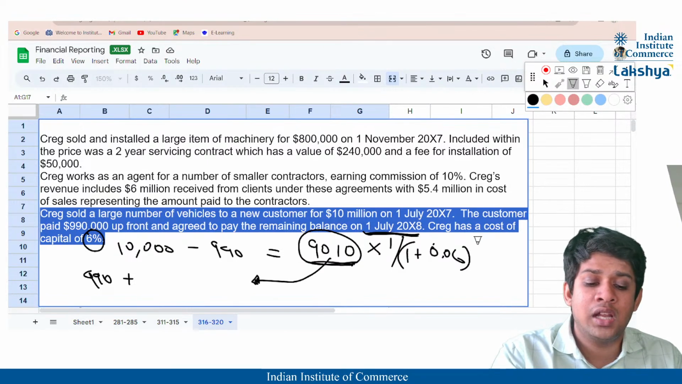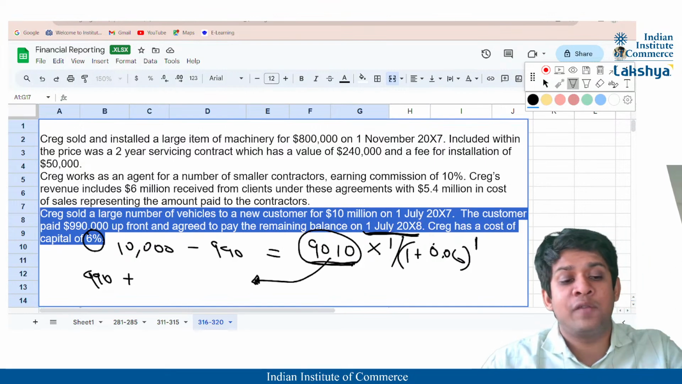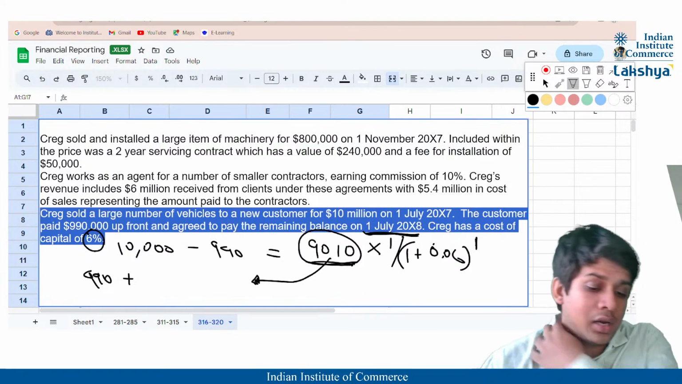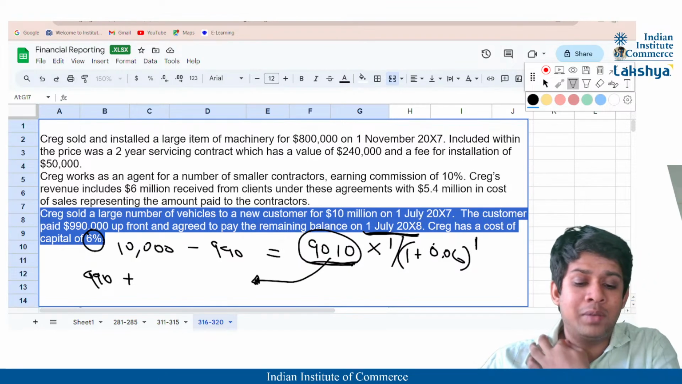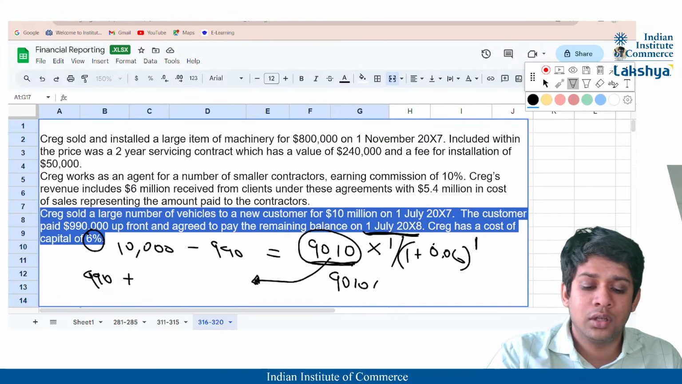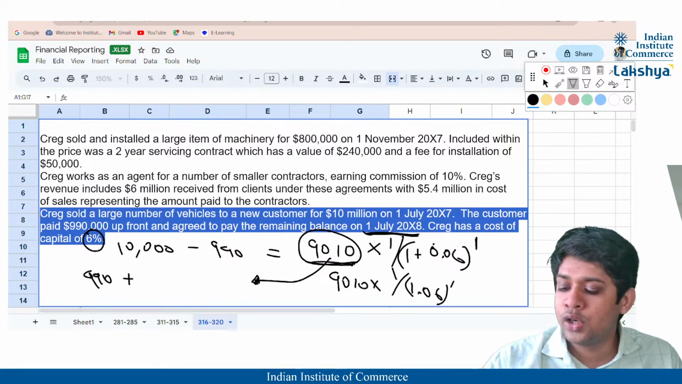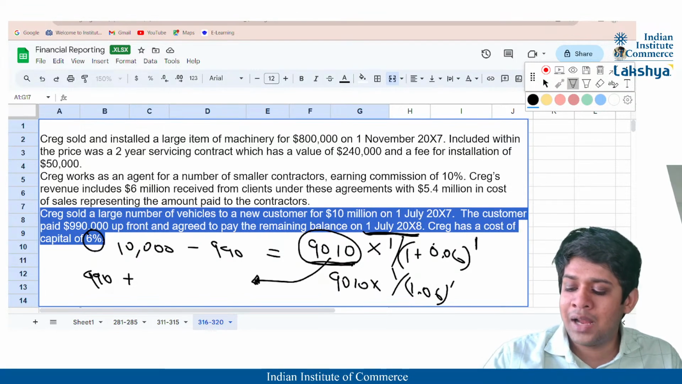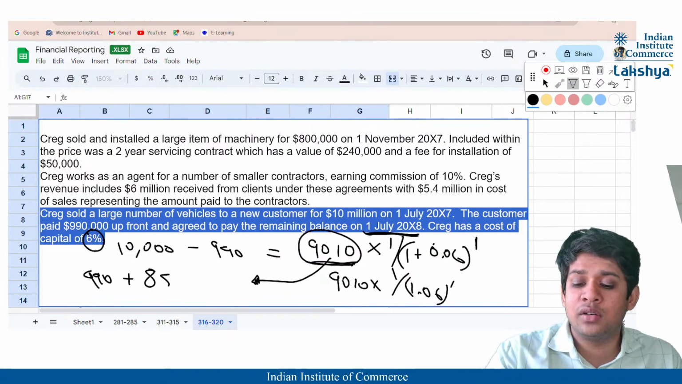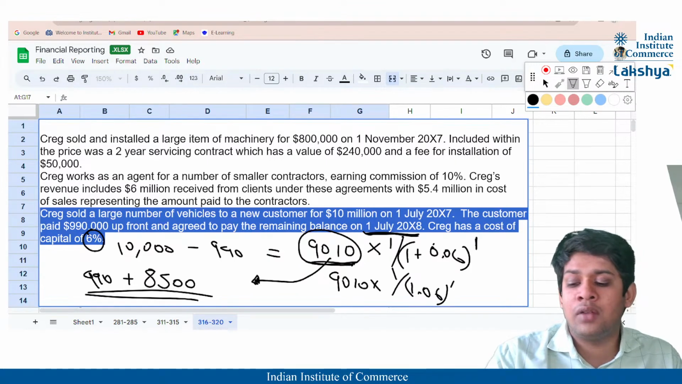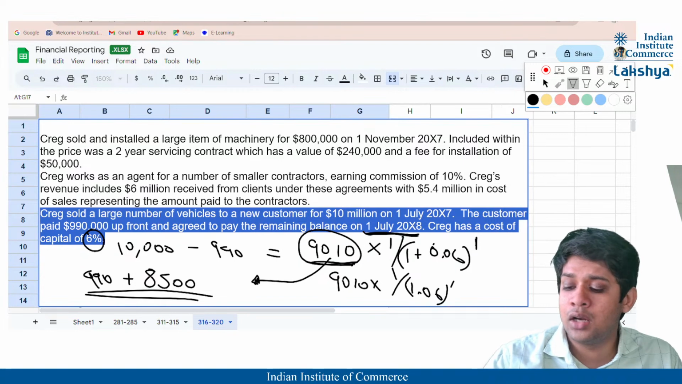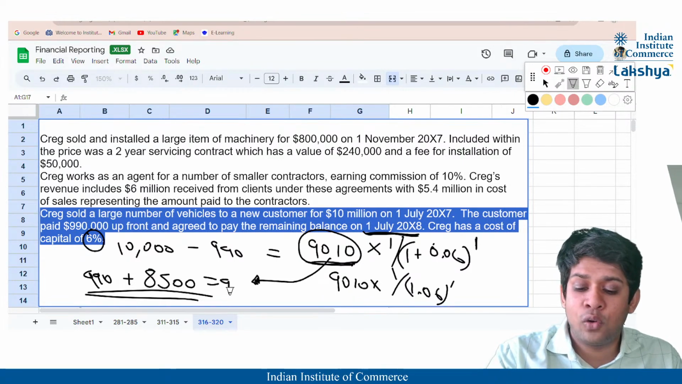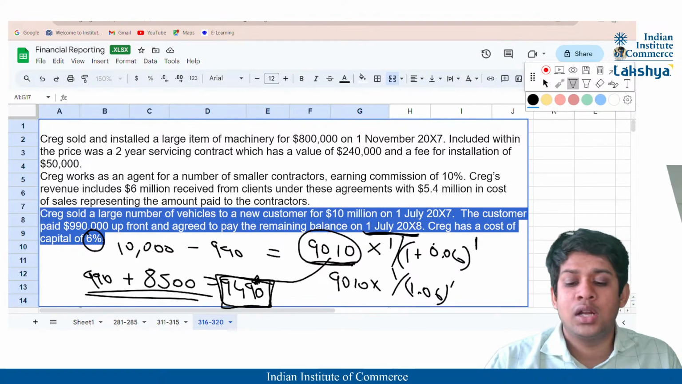6% is 0.06 raised to n, that is 1. It is to be paid after 1 year. So you have to present value it by 1 year, correct? So the value will be 9010 into 1 divided by 1.06 raised to 1, right? So you calculate 9010 into 1 divided by 1.06 raised to 1, that will give you 8,500. So this is the total revenue that you can recognize, that is 8,500 plus 990, that is 9490. This is your final answer, 9490.